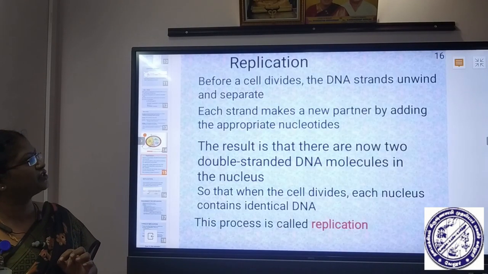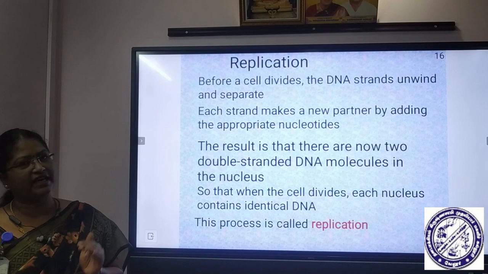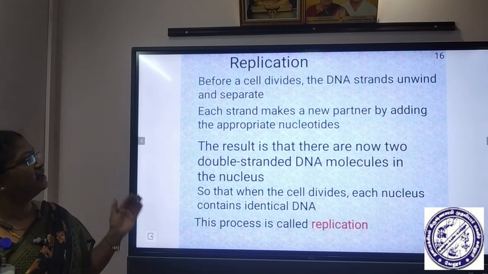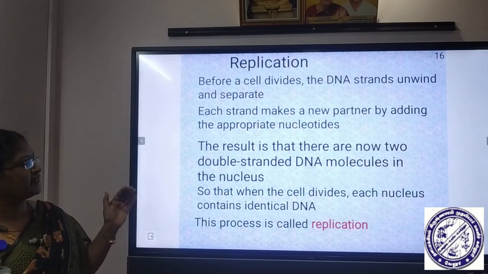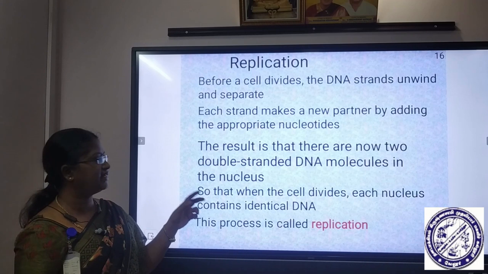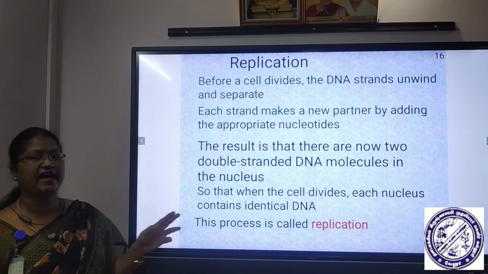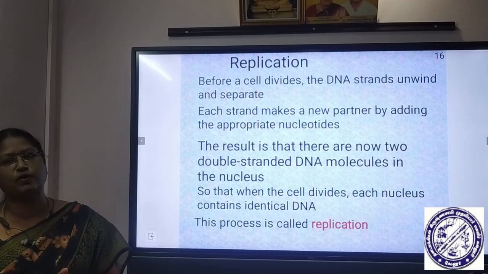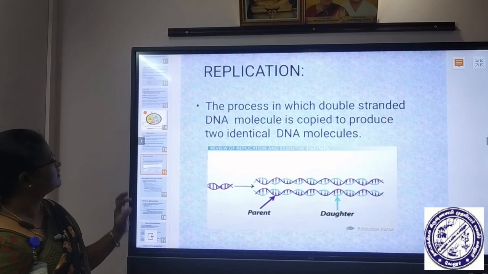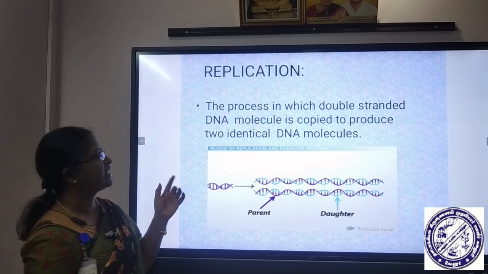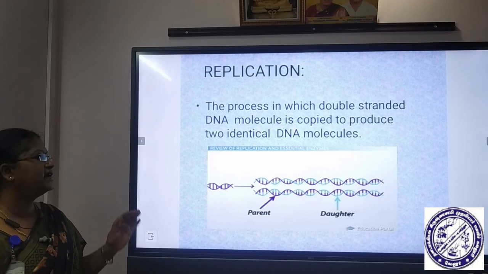Move on to replication. Before a cell divides, the DNA strands unwind and separate. Duplication of DNA is known as replication. Each strand makes a new partner by adding the appropriate nucleotides. The result is that there are now two double-stranded DNA molecules in the nucleus, so that when the cell divides, each nucleus contains identical DNA. This process is known as replication. So the process in which a double-stranded DNA molecule is copied to produce two identical DNA molecules is known as replication.